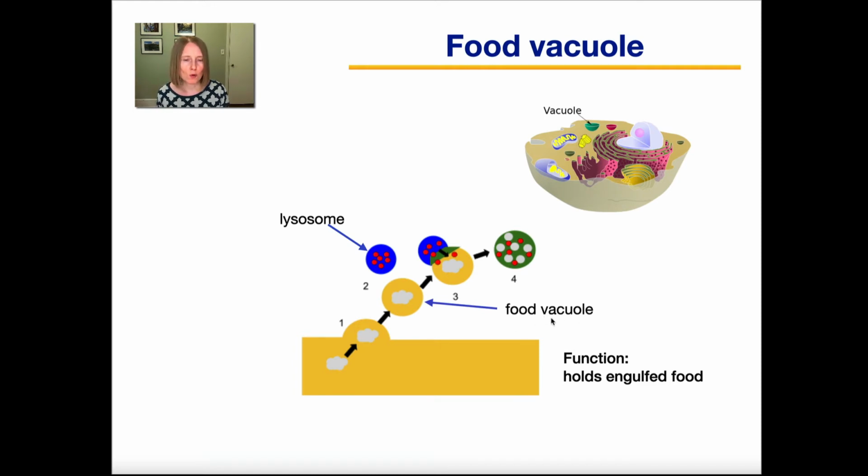So the job of the food vacuole is that it holds engulfed food, and it's a temporary structure. It then fuses with the lysosome. The lysosome releases those hydrolytic enzymes inside it, and those enzymes will then break apart whatever's inside, digesting it. You don't eat that way, but you do have some cells in your body that have the ability to do this, and those are specialized cells in your immune system, called white blood cells, that can engulf bacteria that might cause disease and you need to get rid of.